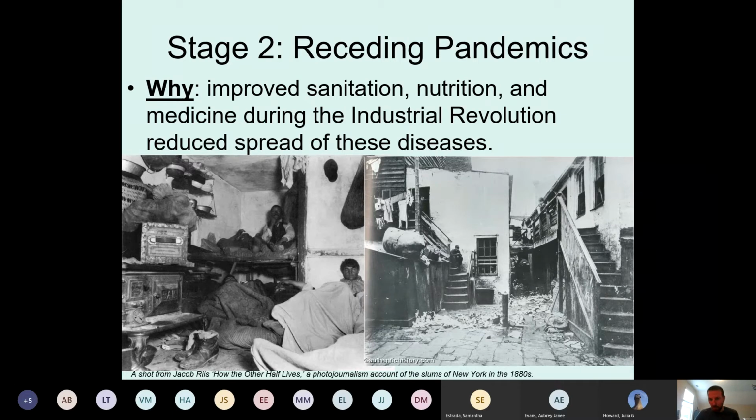So it's important to know when the Industrial Revolution takes place, death rates didn't just drop immediately. First, they crowded into these nasty living conditions near rats and all kinds of stuff like that. And eventually they're like, okay, we can't be doing this. And they figured out how to clean it up. As you see, they improved sanitation, different nutrition, better medicine. And now these pandemics that are hitting are starting to recede. They're starting to go away slowly. All right, so stage 2 is receding pandemics.